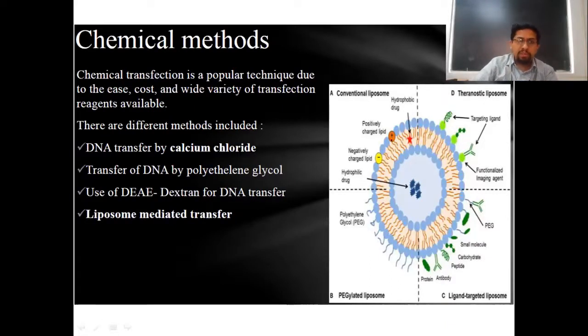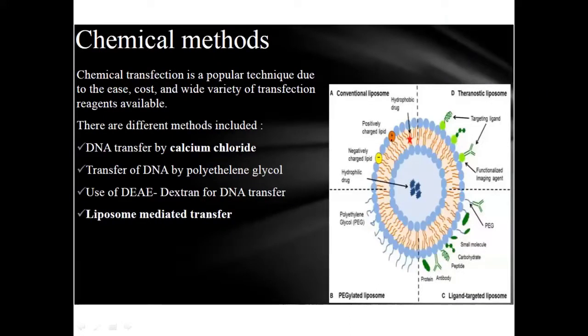Why calcium chloride? Because the calcium cation will stabilize the negative charges of your DNA molecule. Polyethylene glycol can form hydrogen bonds with your DNA molecule, not with the nitrogenous bases, obviously, but with the hydrogen atoms of your deoxyribose sugar, or even with the phosphate groups of your sugar phosphate backbone.